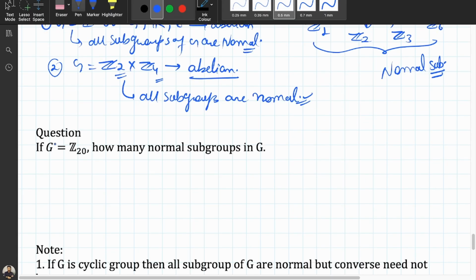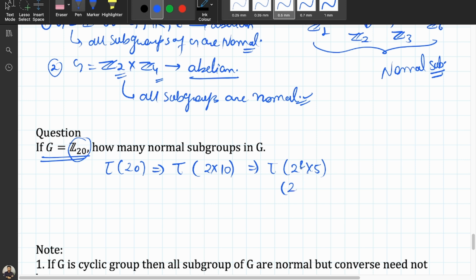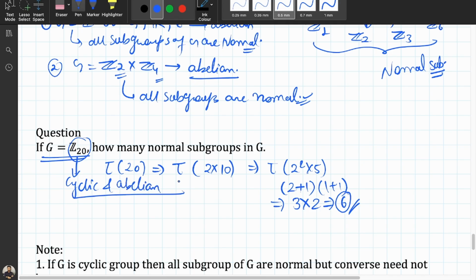From here we can take an example also. How many normal subgroups are there? How many subgroups? If it is cyclic, all subgroups are abelian. Take 20. Simply, 20 is 4 into 5, that is 2 squared into 5, so we use tau. What is the value of tau? 1 plus 2, that is 3, into 2, which is 6. So there are 6 normal subgroups, because all 6 subgroups are there, and this is a cyclic and abelian group. That's 6.